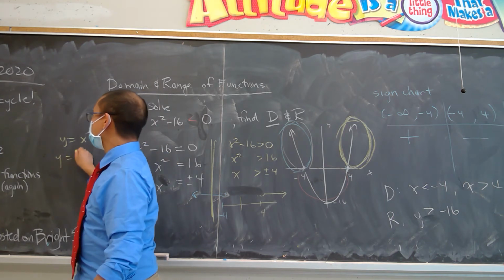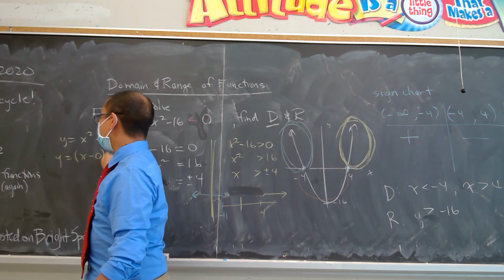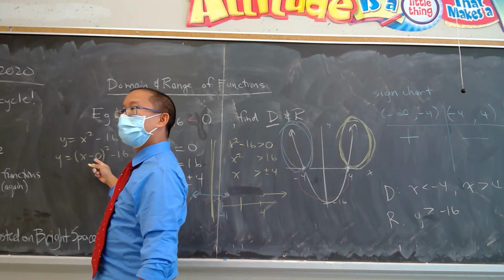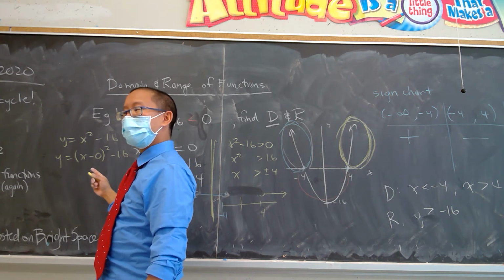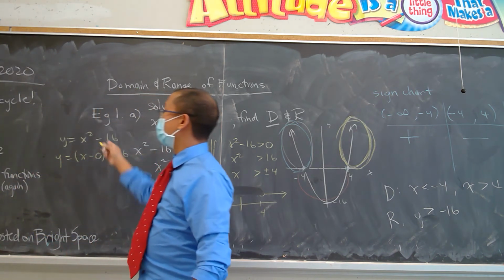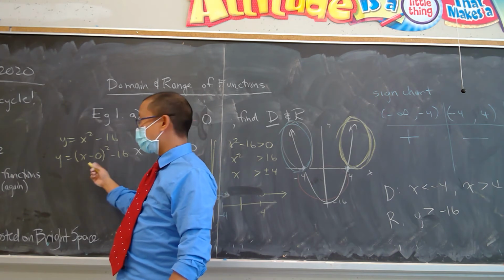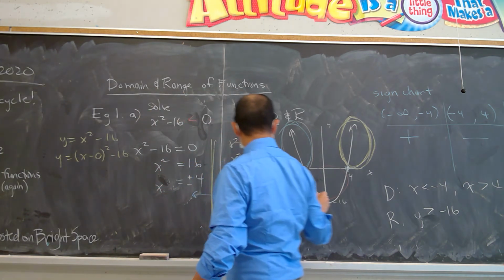Okay, so now you can see it. So do you just assume it's in vertex form? No, but if you need to put it like this so that you can see that it is (0, -16).